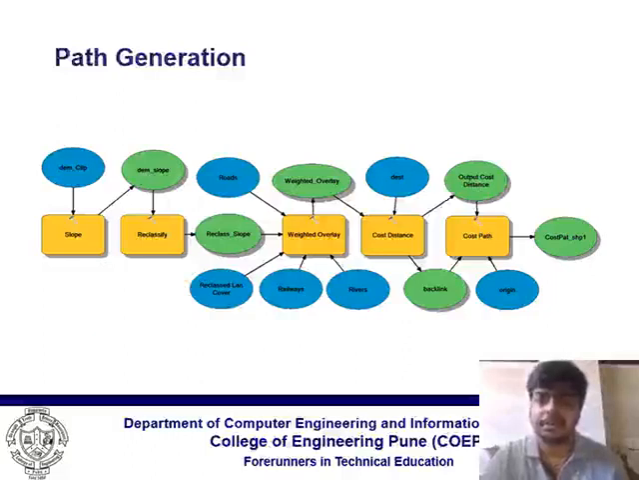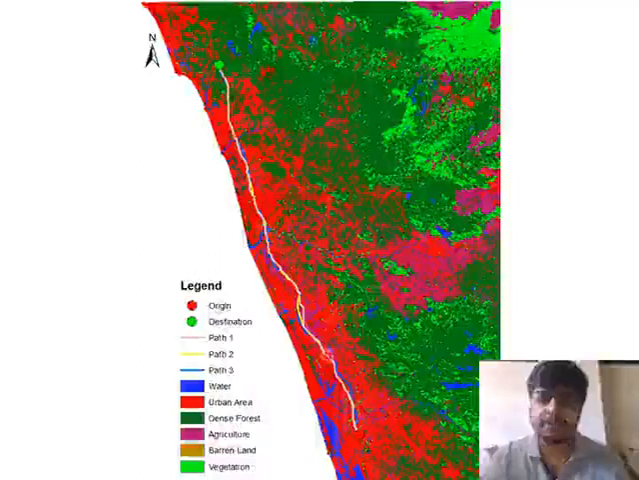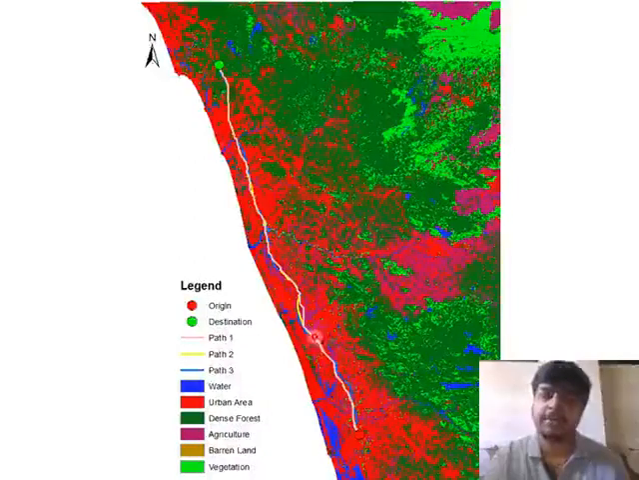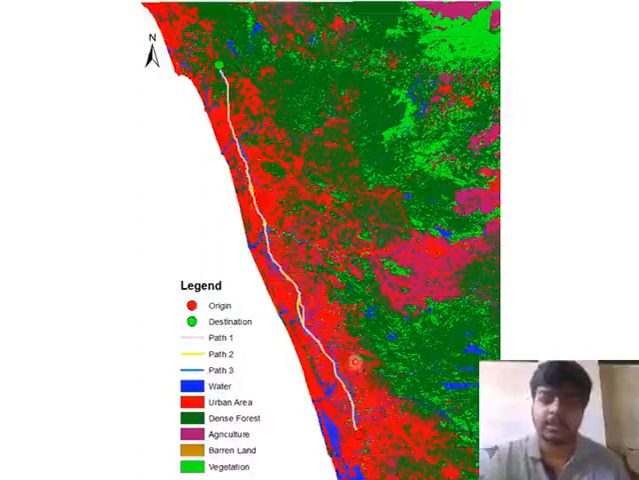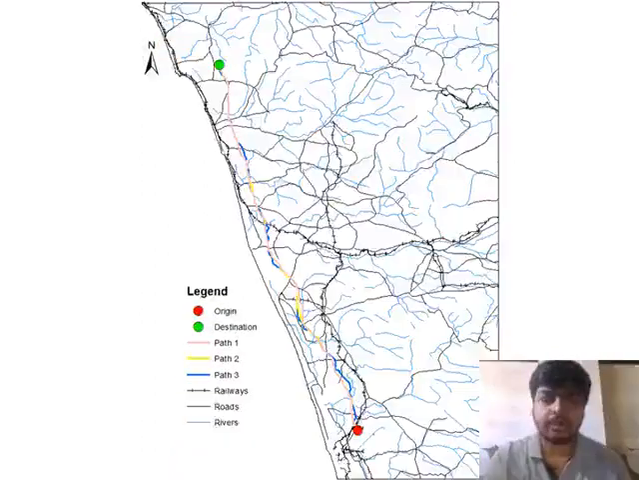So this model was run in ArcGIS, and this is the result. I ran it 3 times, and these are the 3 paths that we have got. As you can see, they are colored in pink, yellow, and blue. It starts from the bottom at the red dot up to the green dot at the top, and this is the path. And here is the same path shown by using the shapefiles of railways, roads, and the rivers.